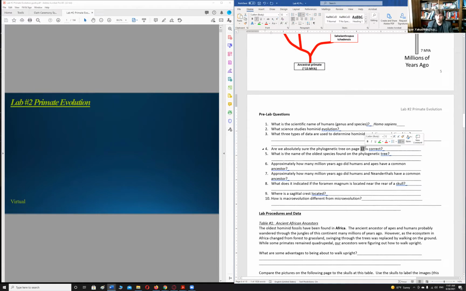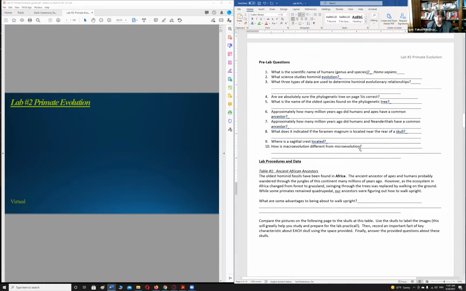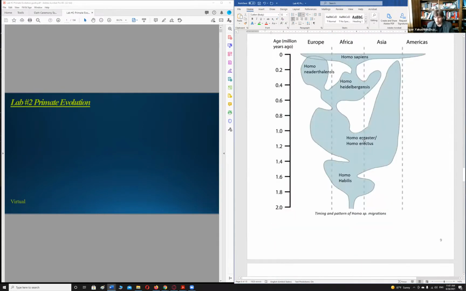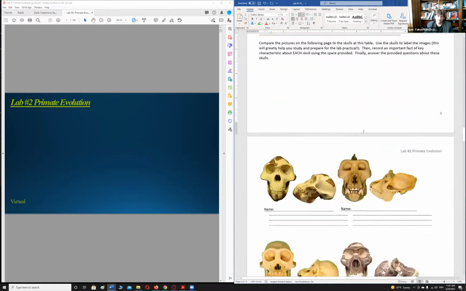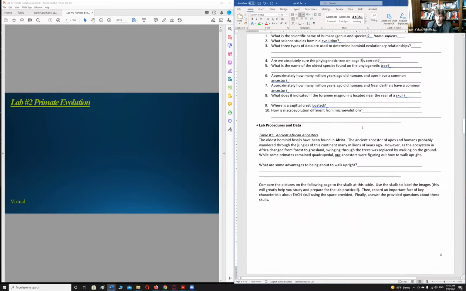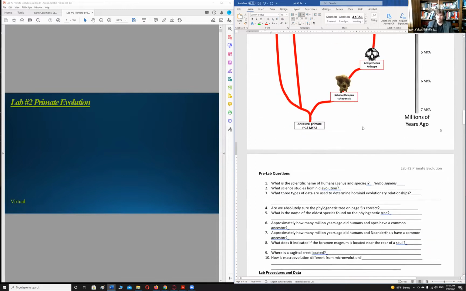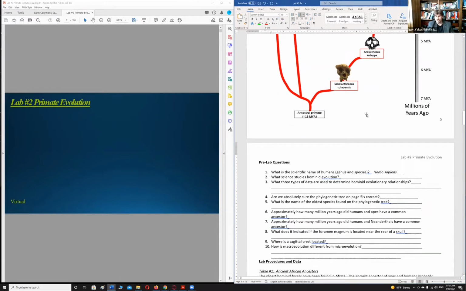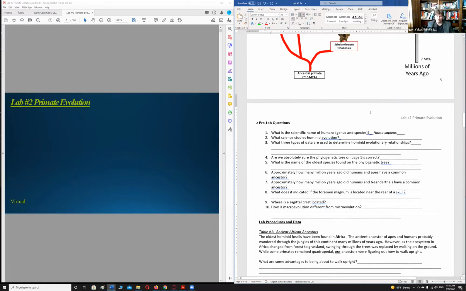That should be page 5. I don't think there is. Oh, yeah, there is. No, it's either 4. No, 5. 5 will do. So this particular evolutionary tree, are we absolutely sure? No, we're not. We are discovering new missing links all the time, pretty much.